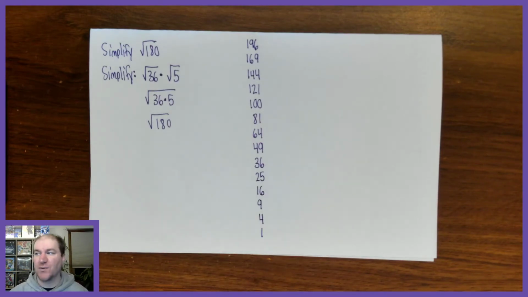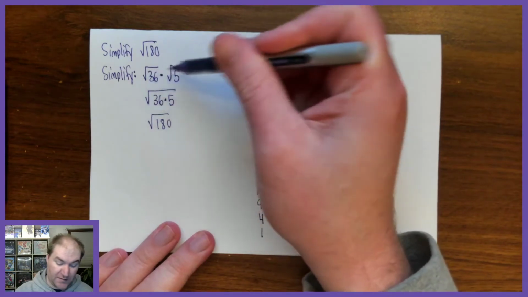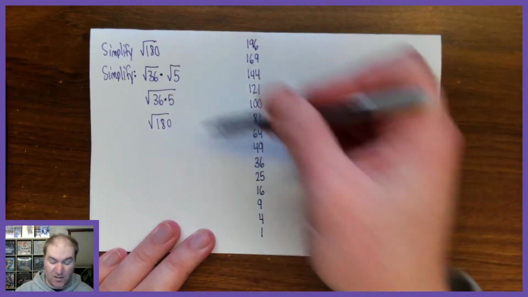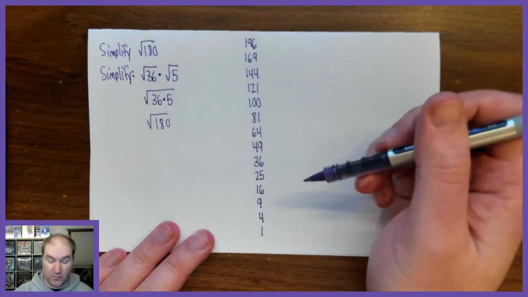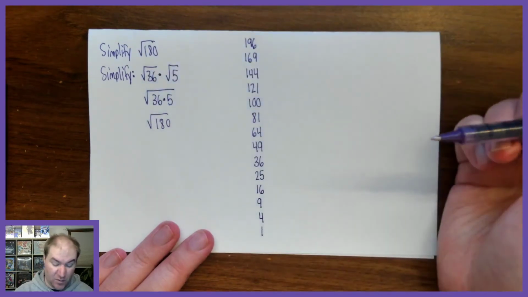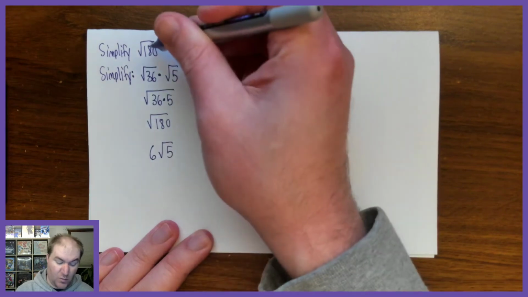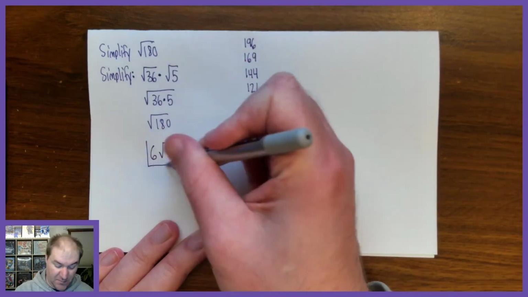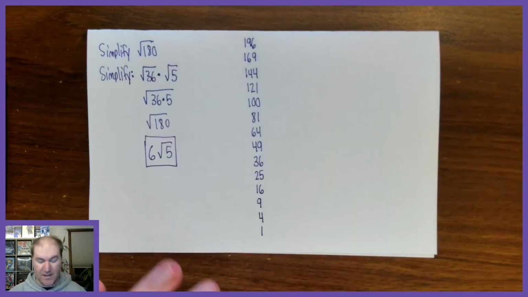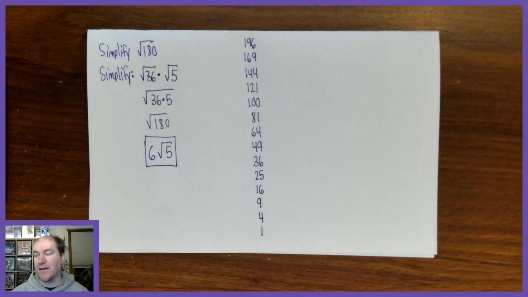And why would you want to split it into two separate problems like that? Well, since this is the list of perfect squares, one of these can be square rooted, right? The square root of 36, we know the answer to that, it's 6. So the square root of 180 can be simplified to be written like that: 6 radical 5. And when I say radical, in case you don't remember, another name for the square root symbol is a radical.